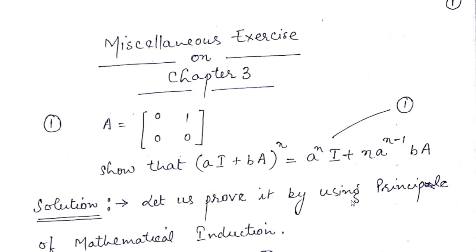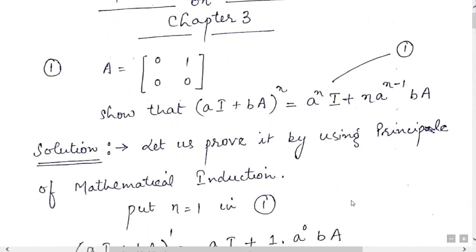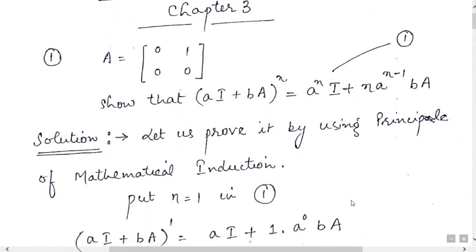Hello students, let us start with the miscellaneous exercise of chapter 3, Matrices, Plus 2 CBSE. The first question is: a matrix A is given to you, 0 1 0 0, and you have to prove this: (aI plus bA) raised to power n, and the right hand side.